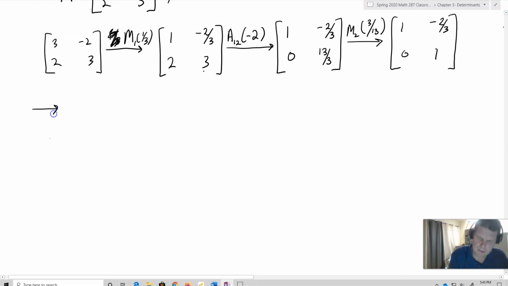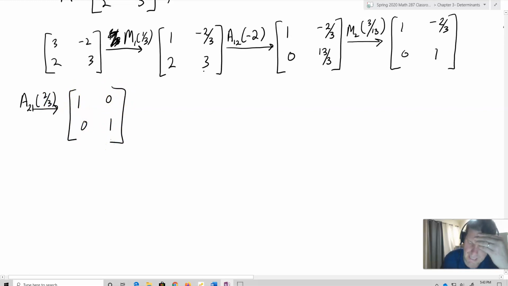Then I'm going to add 2/3 of row 2 to row 1, and that then gives me 1, 0, 0, 1. Now, you know what? I didn't actually have to go that far. I could have stopped right at the second step, because it was lower triangular. And since it's lower triangular, the determinant is just the multiplication of those two diagonal entries.